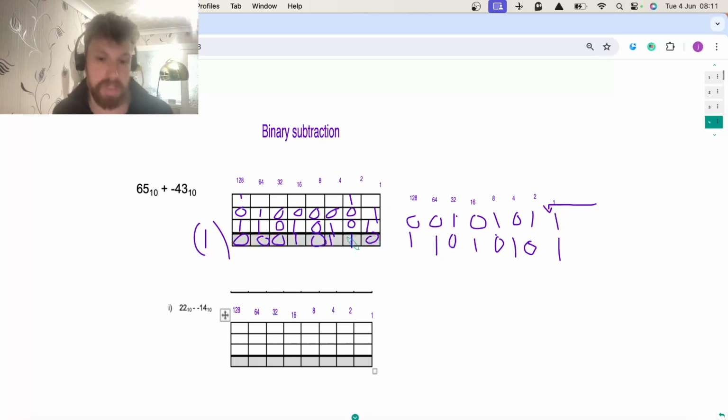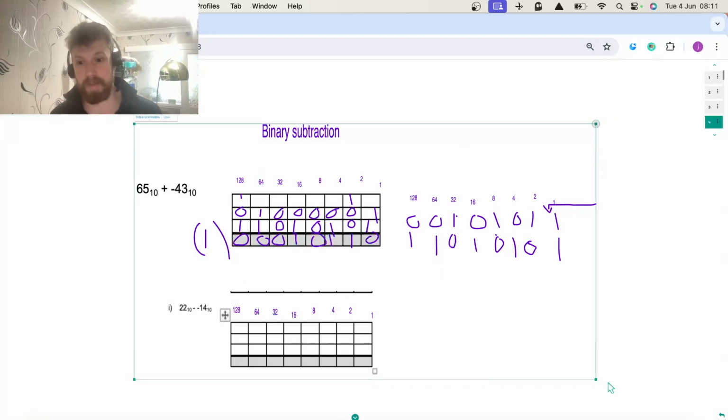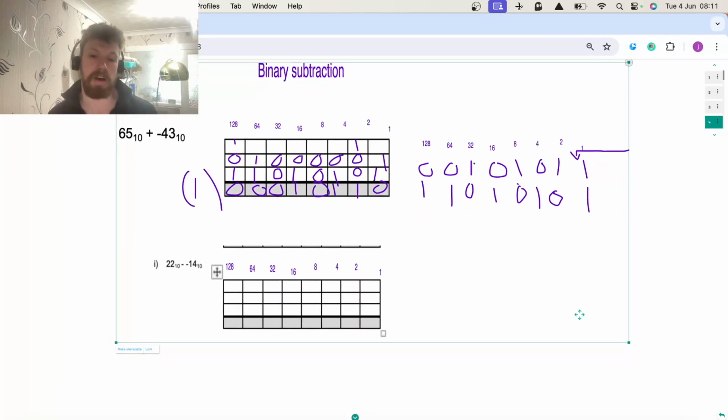So it will give us the correct number, and as you can see, the number has gotten smaller because there's more ones over here, which is very interesting, how that all kind of fits together, and it uses that idea of overflow to actually make it work.